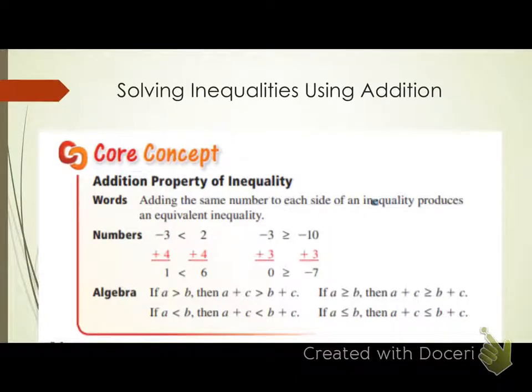Solving inequalities using addition. All this mumbo jumbo on here is just to say that it's very similar to solving equations. If you look at this inequality, -3 is less than 2. If I add 4 to both sides, or any number that's the same to both sides, I'll still get a true inequality out of it. 1 is less than 6. Okay? Very similar to when we solved equations using addition, correct? Whatever I did to one side, I did to the other. Trying to get my variable by itself, that's what we're doing today. Any questions about that?